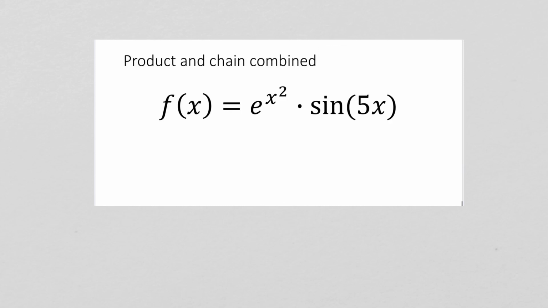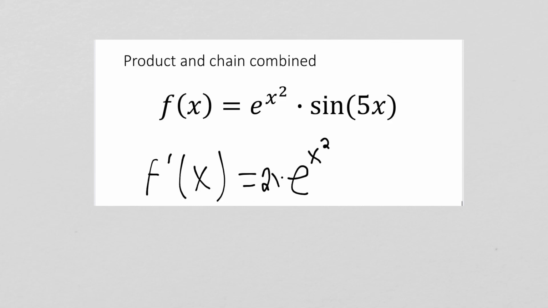So this is a product and a chain because within our product, both of these functions have a function inside of them, okay? This is a function times a function, and each of those functions has a different function plugged in. So we need to do the derivative of the first function in the product, which is e to the x squared. That is e to the x squared times the derivative of the inside function, which is 2x. And I'm going to put that out front because it's going to look a little bit neater. Okay, leave the second function alone.